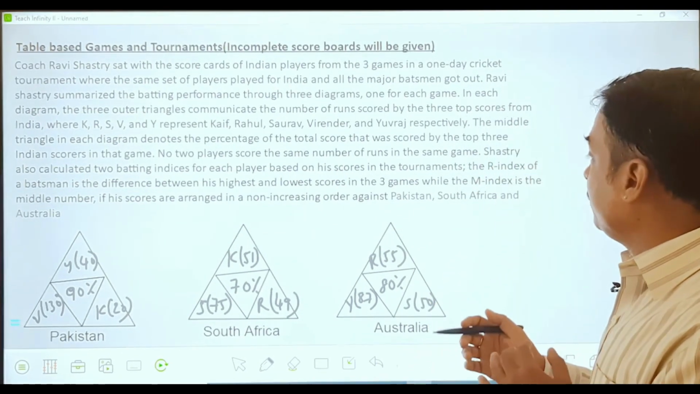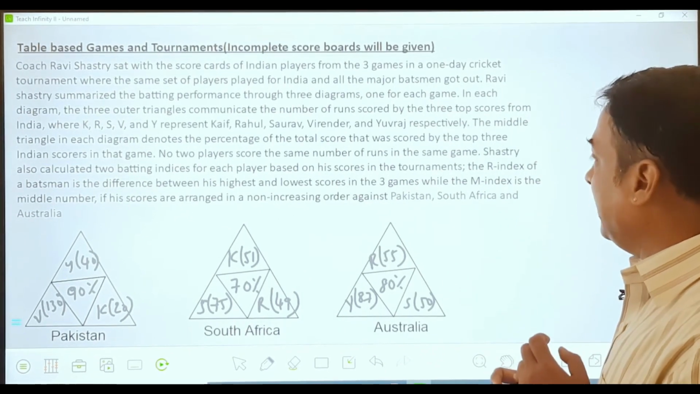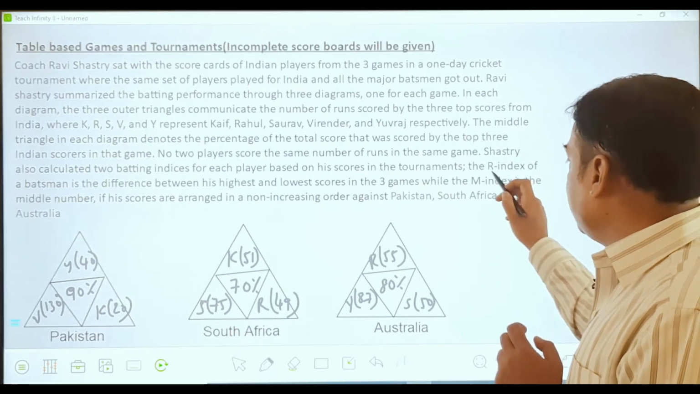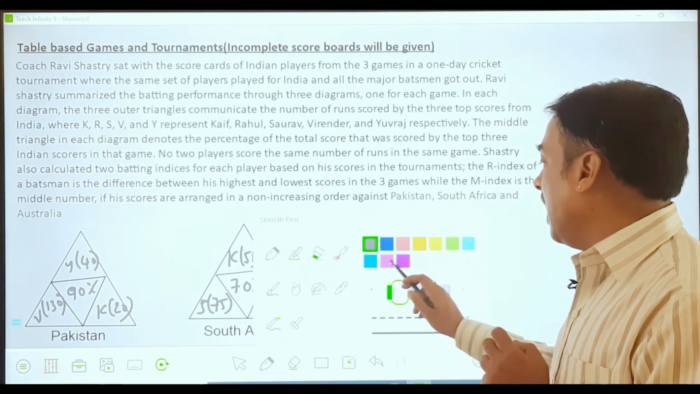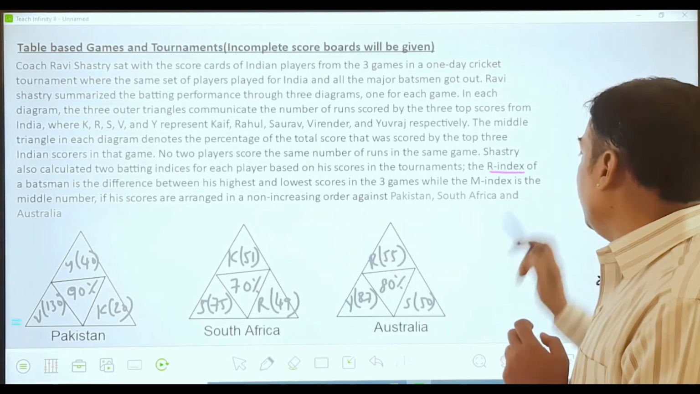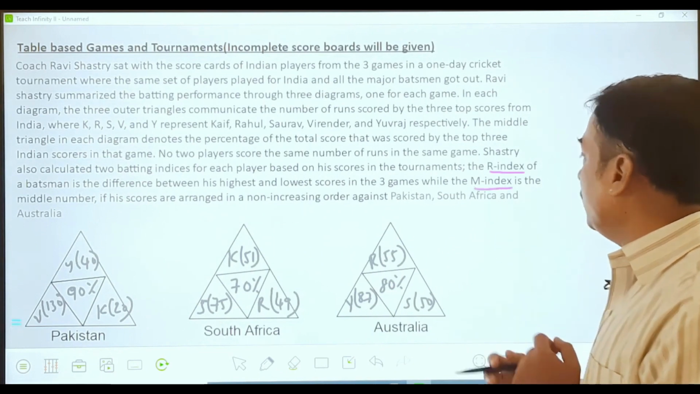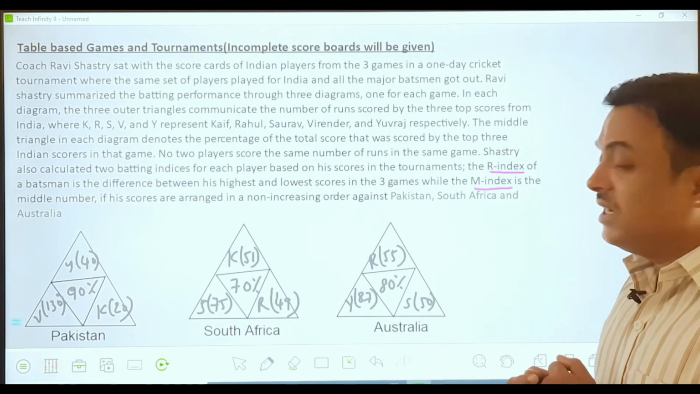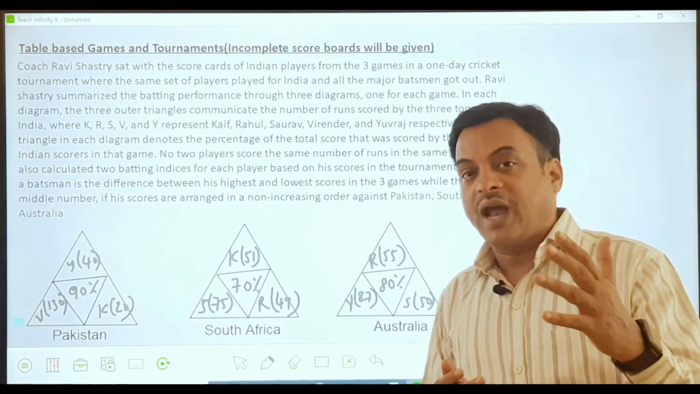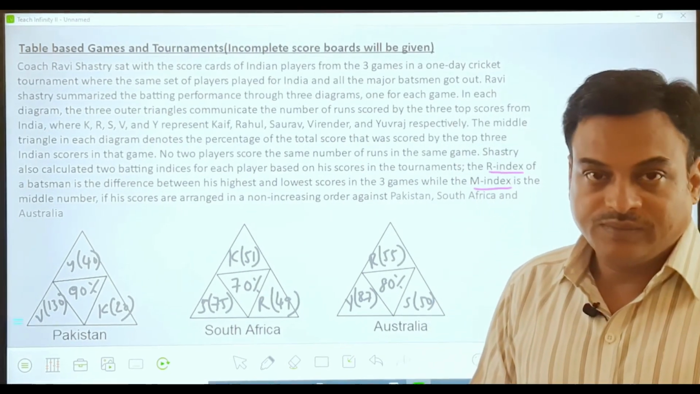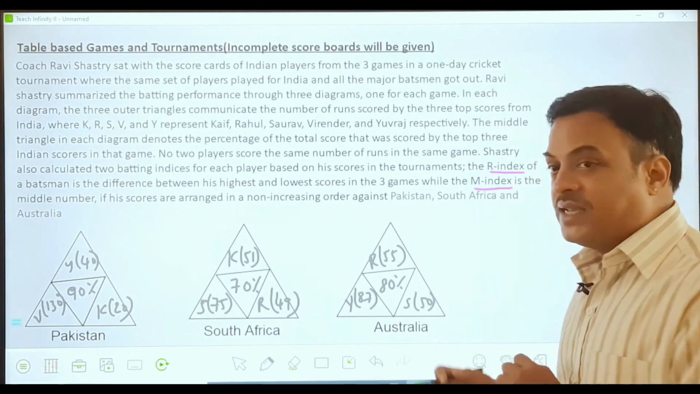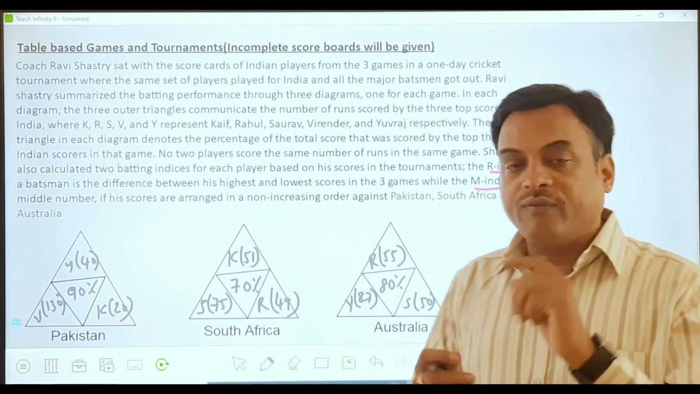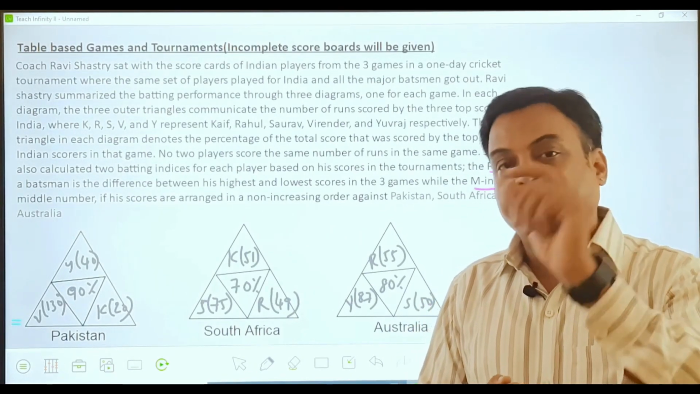Now if you observe, there are 2 other things I have mentioned in this. Overall, there is an R index, you can see this line over here, and an M index given to us, and they're defined also. What is R index? It's the difference between the highest score and the least score of the match. Second, what is M index? It's the middle value, the middle number of the scores made by the player.